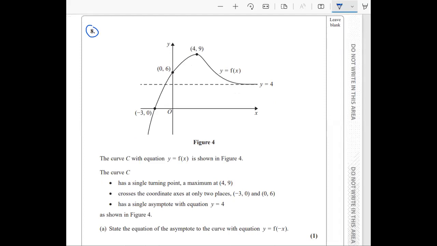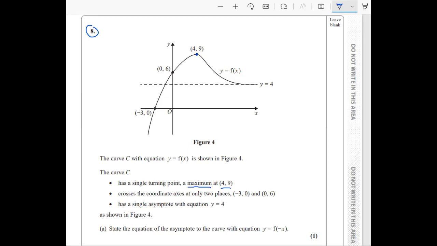Now, the curve C with the equation y equals f of x is shown in figure 4. So this is a curve, we can see that. The curve C has some properties. It has a single turning point. Well, that is very obvious. This is the only turning point of the curve, and that turning point is a maximum point with these coordinates, right? So x is 4 and y is 9.